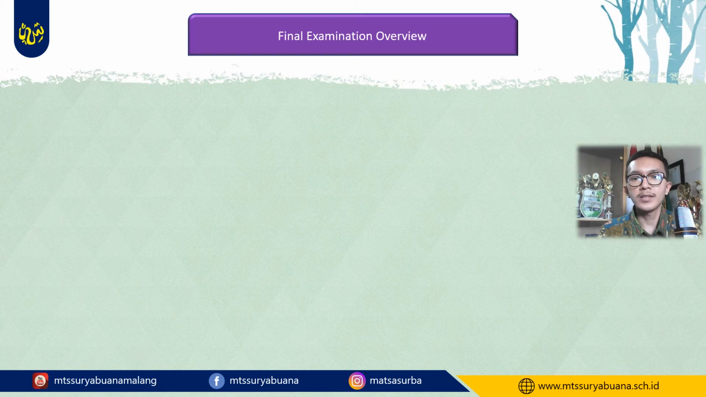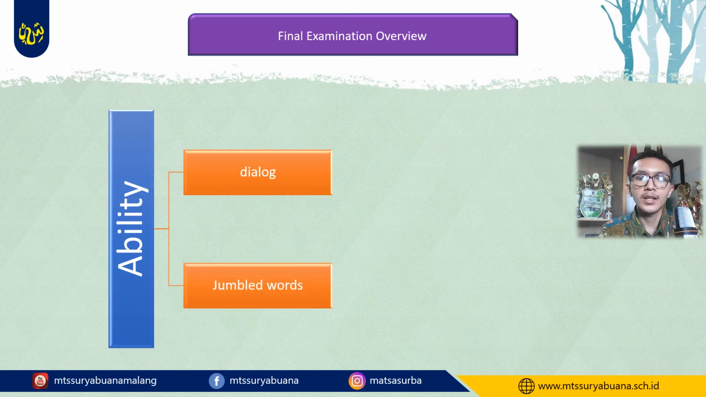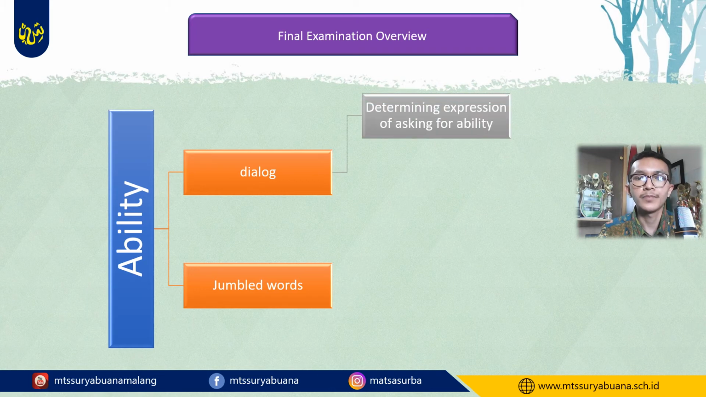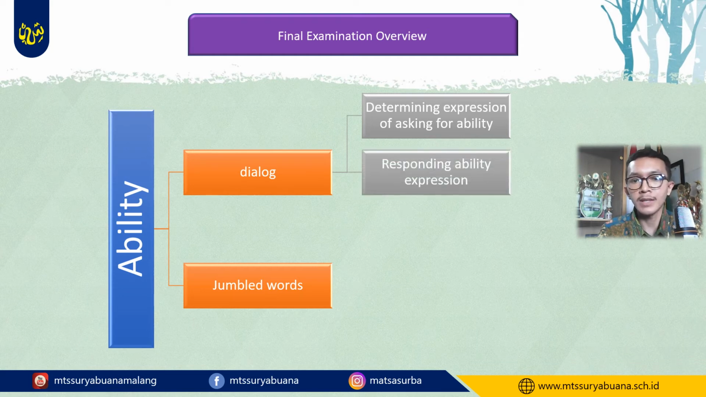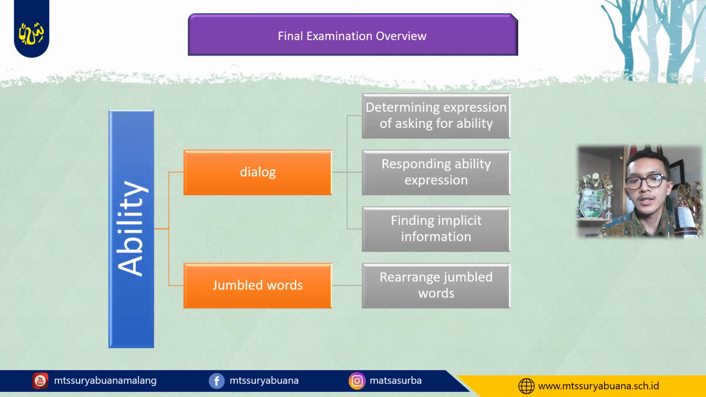Okay, next, the final examination overview. The material is about ability. The questions are in the form of dialogue and also jumbled words. For the dialogue, the students should determine expressions of asking for ability. The second one, students should respond to ability expressions. And the third one, finding implicit information. How about jumbled words? Here the students should rearrange jumbled words into a correct order.